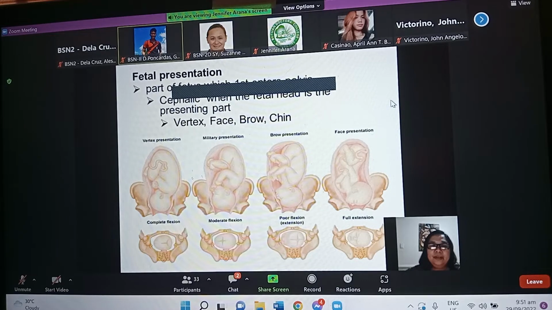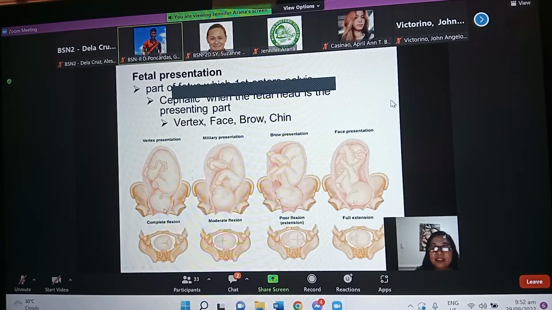So let's now go to the fetal presentation. The fetal presentation is that part of the fetus which first enters the maternal pelvis. So what are the different fetal presentations? First, we have the cephalic presentation. Cephalic presentation occurs when the fetal head is the presenting part. So the first to come out of the maternal pelvis is the fetal head.